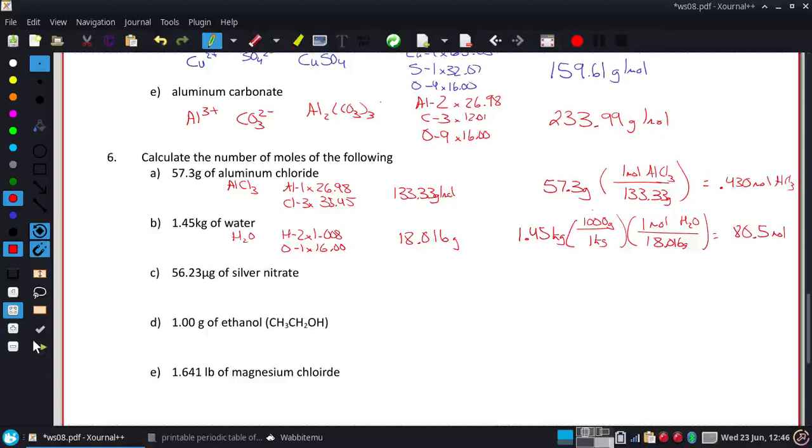All right, C, I'm going to change ink color. Should have done that before. What throws people off here is that micrograms, but we do need just do the same exact things at first. So silver nitrate is, that's a positive, is AgNO3.